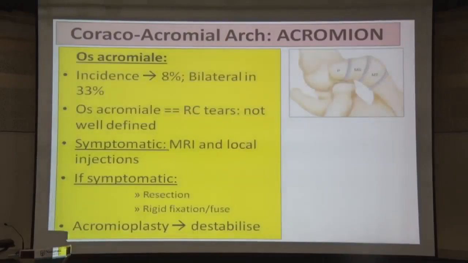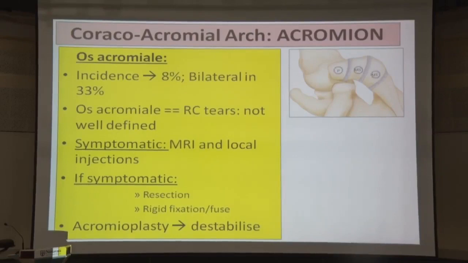Os acromiale: we know that the acromion arises from three centers: the pre, the meso, and the metaacromion. Failure of fusion between any of them leads to os acromiale, which can be of two types. Type 1, which is a smaller one, where there is failure of fusion between the pre and the meso, and the bigger one, where there is failure of fusion between the meso and the meta. It has an 8% incidence, and it is bilateral in about 30% of patients.